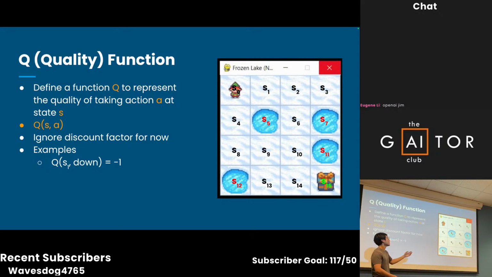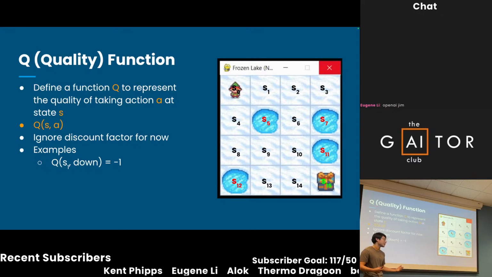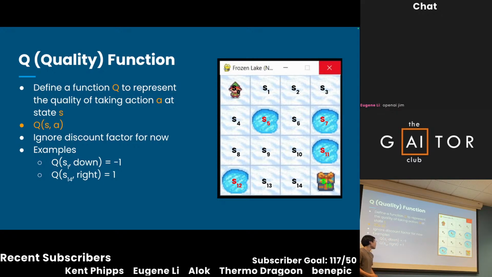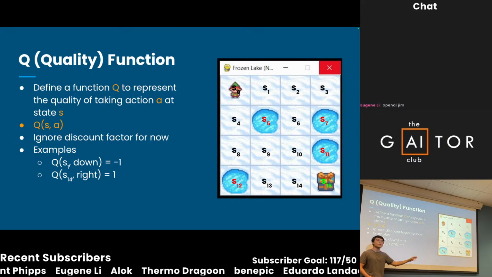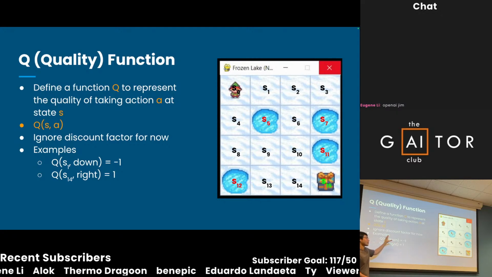For example, there's a notion of slipperiness, where if the character wants to move in a certain direction, you might slip and accidentally move in a different direction. In that case, you have to account for the probability of moving in the wrong direction in your calculation of the Q value. Would it just be an expected value function? Exactly. You want to optimize expected value. Great. And similarly, the Q value of being in state 14 and moving to the right is 1, because you get into the treasure chest if you ignore the discount factor.